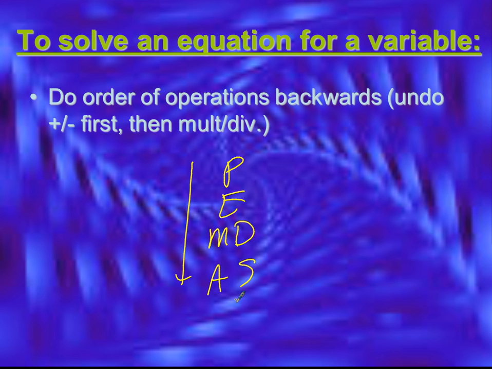PEMDAS. Now, notice that the M and the D are included together, right? Because multiplication and division are equal. M does not come before D. And the A and the S are together because addition and subtraction go together, right? But this is the order in which we simplify stuff. We have parentheses or grouping symbols first, you might remember. Then exponents, then we multiply and divide, and finally we add or subtract to turn stuff into a single number.